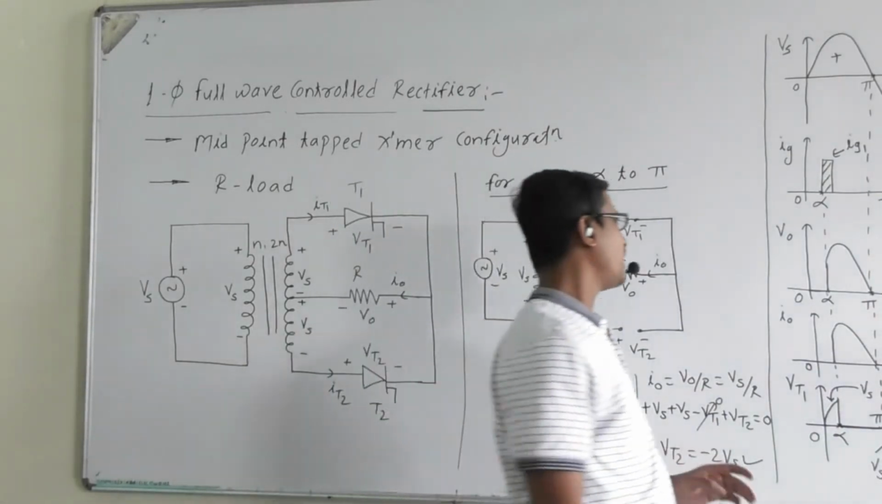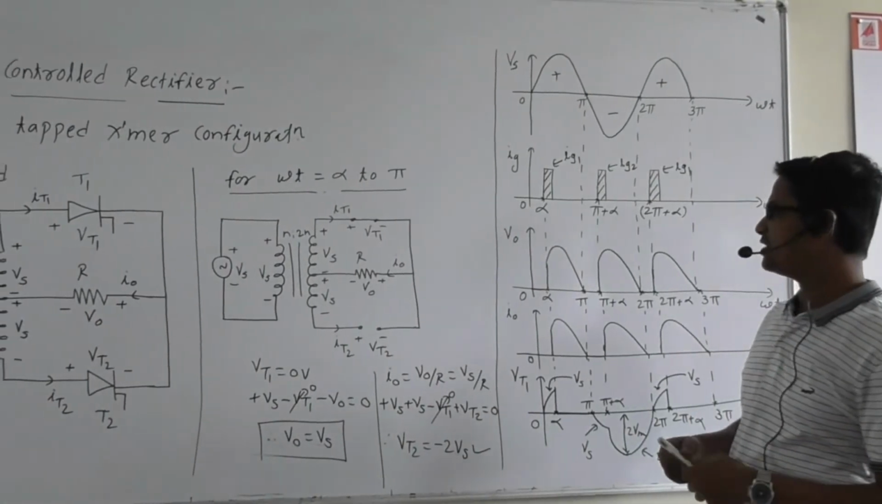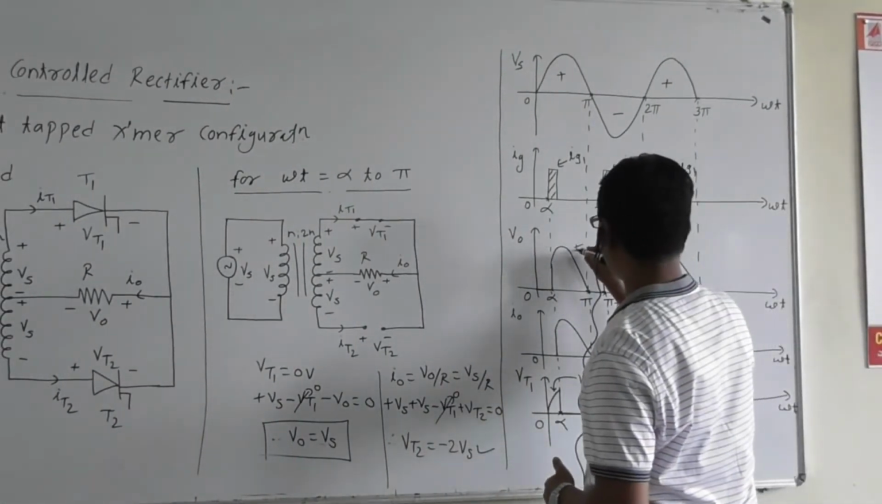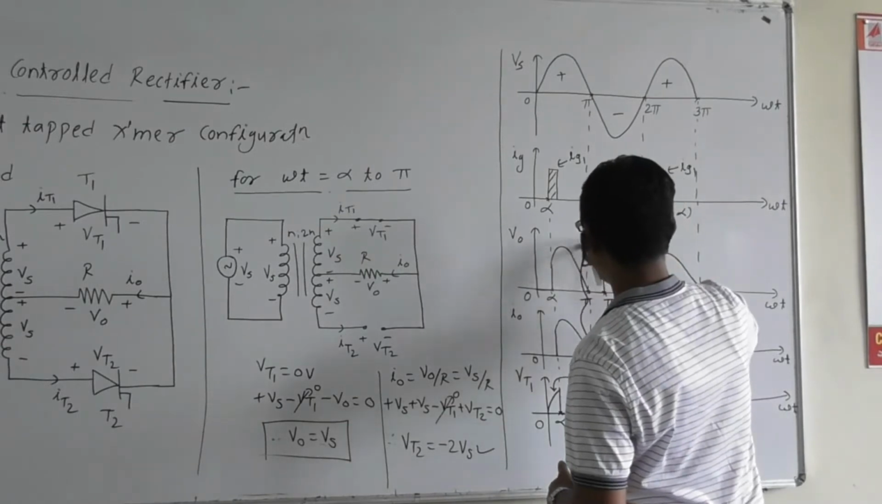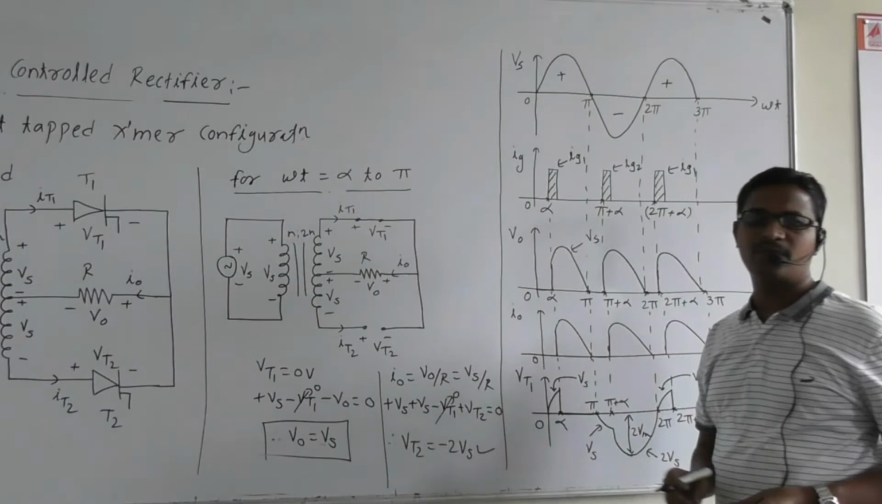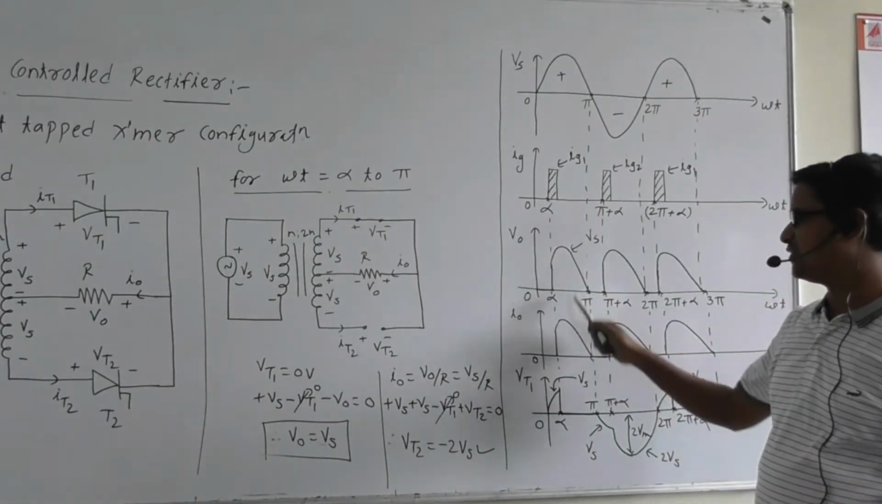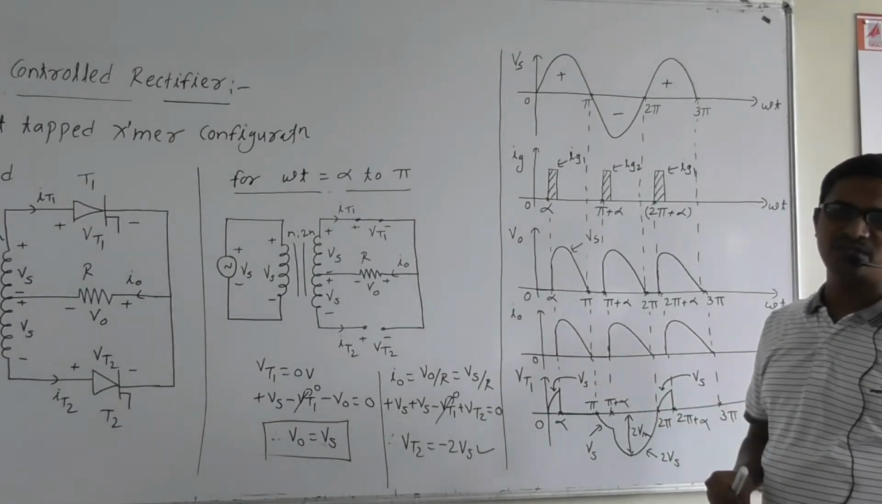Okay. So for omega t is equal to alpha to pi, V0 is the same as the supply voltage. V0 will be the same as the supply voltage. I0 will be Vs by R, so it is in phase with V0.